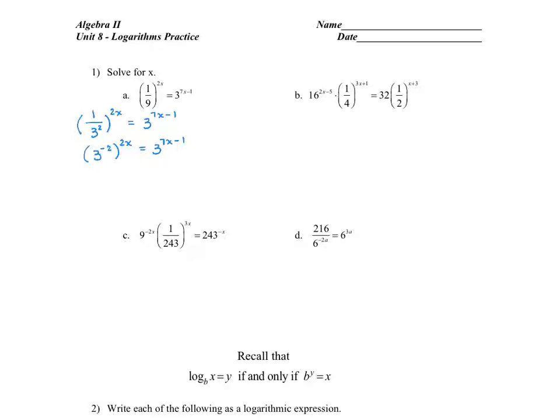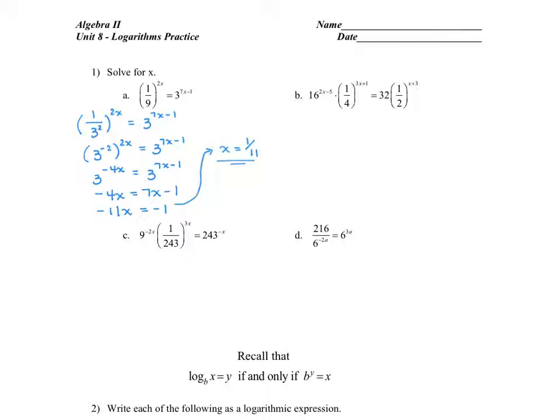And then I'll use my power of a power rule, which means multiply the exponents. So I'll have 3 to the negative 4x equals 3 to the 7x minus 1. And now that I have the same base on both sides, I can set the exponents equal to each other so that I can solve for x. When I subtract 7x from both sides, I get negative 11x equals negative 1. And when I divide both sides by negative 11, I'll get x equals 1 over 11.